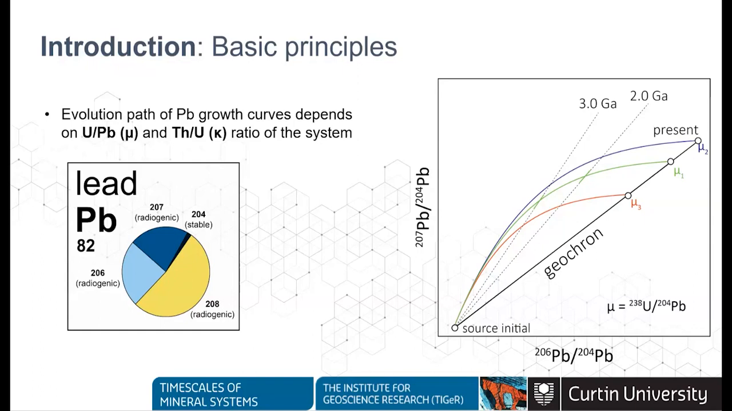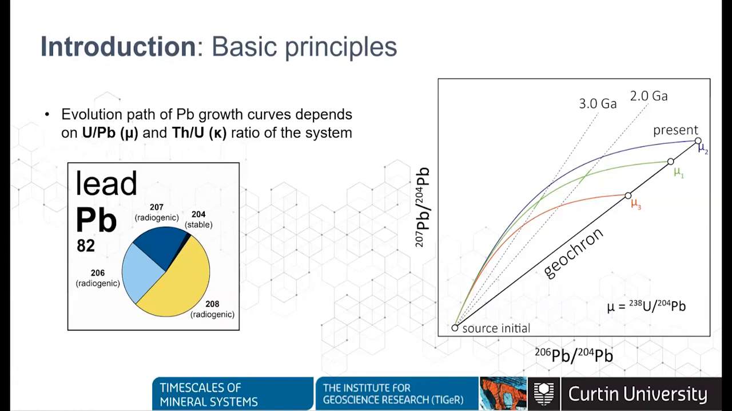So in this schematic figure here on the right-hand side, we see a single-stage lead evolution model with the initial lead isotope composition of the system at the bottom left, which is often assumed to be the lead isotope composition of the Canyon Diablo troilite. And from our initial composition, our lead isotope ratios evolve along these curved paths depending on the mu value, which is represented by these 3 different colored lines.